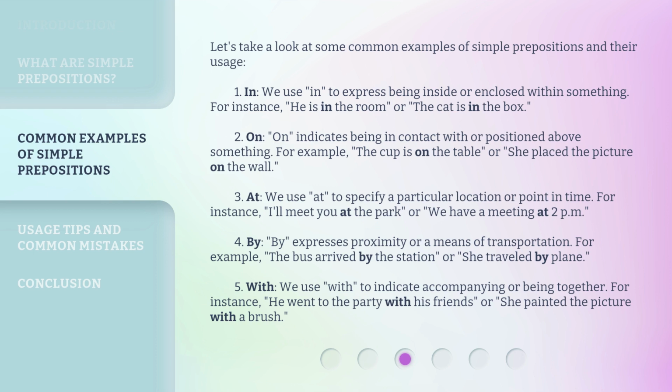2. On. On indicates being in contact with or positioned above something. For example, the cup is on the table, or she placed the picture on the wall.